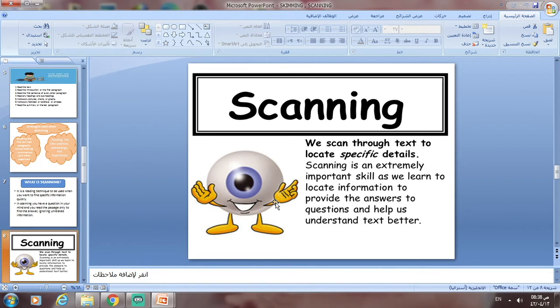So we scan through text to locate specific details. And scanning is an extremely important skill as we learn to locate information to provide the answers to questions and help us understand text better. It's very important.